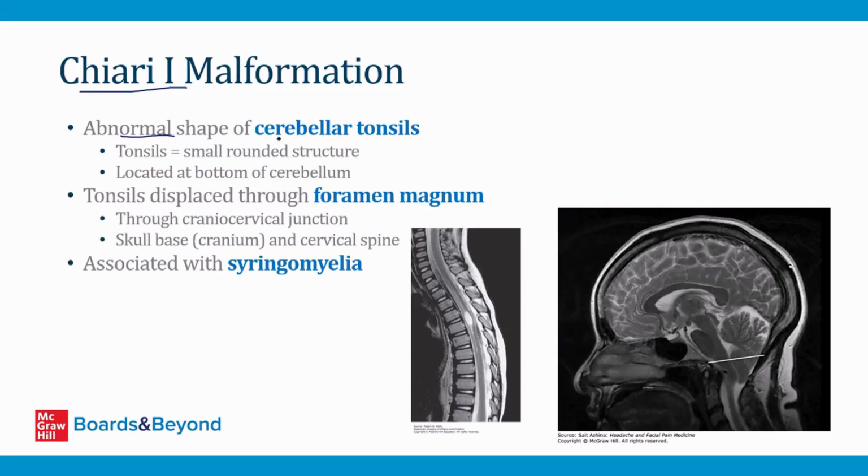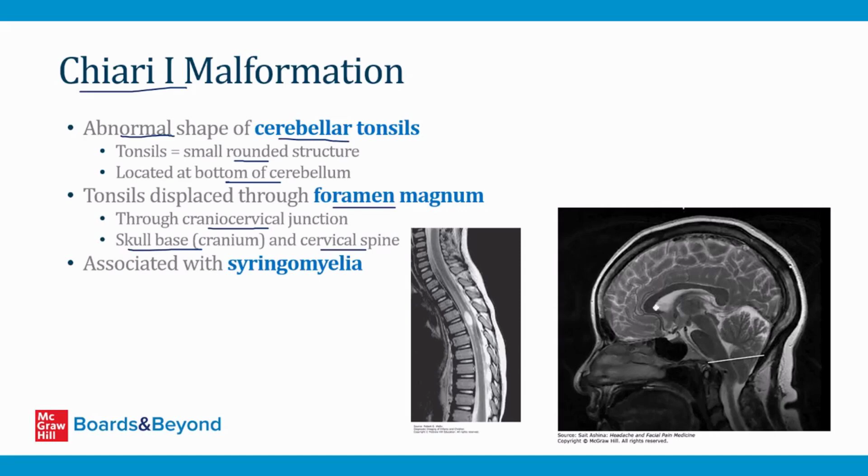So we'll start by talking about a Chiari 1 malformation, and this occurs when the cerebellum develops with an abnormal shape to the cerebellar tonsils. The tonsils are small, rounded structures that you find at the bottom of the lobes of the cerebellum, and when they develop abnormally, that can lead to a Chiari 1 malformation. What's bad about having an abnormal shape of the cerebellar tonsils is that they often get displaced through the foramen magnum, and the foramen magnum is a key component of the craniocervical junction that we were just talking about on the last slide. That's the junction of the skull base, the cranium, and the cervical spine.